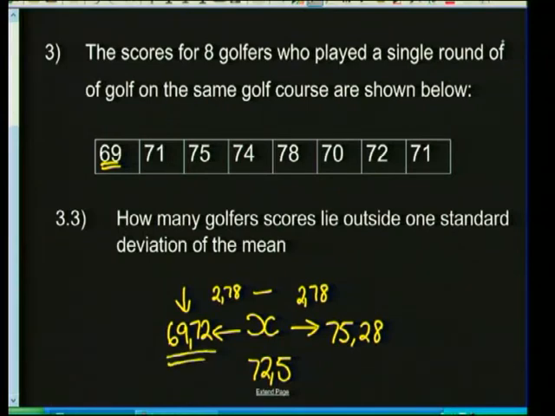71, if my range is from 69.72 to 75.28, that does fall in my standard deviation. 75 will fall in my standard deviation. So will 74. 78, that's going to be too high. Okay. 70 fell within it. 72 fell within it, and 71 fell within it. So the person who scored 69 and the person who scored 78, both of them were too high or too low in terms of the average deviation from the mean of those guys' golf scores.